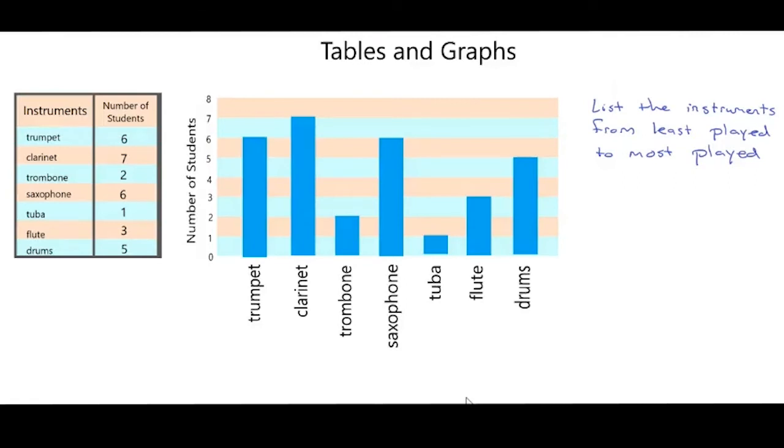So now we're being told to list the instruments from least played to most played. And I think the easiest way to do that would be to look at the bar graph. So which bar is the smallest? Well, I see that the tuba only has 1 person who plays the tuba. So 1 student plays the tuba. So that would be the least played instrument. And after tuba, it looks like the next least played would be the trombone. It looks like 2 students play the trombone.